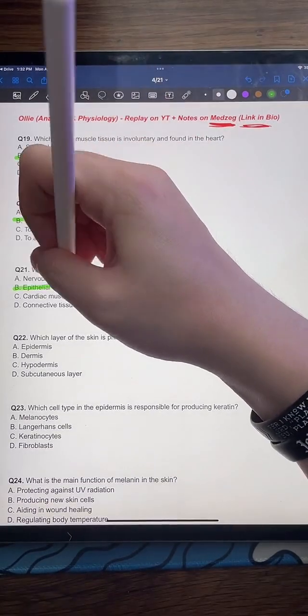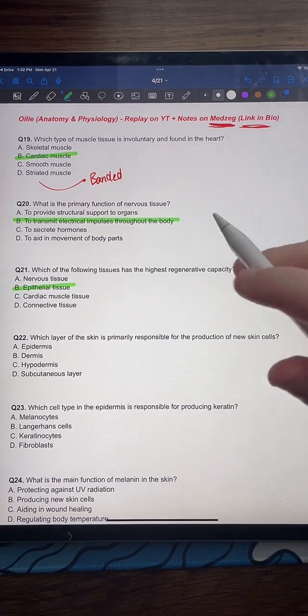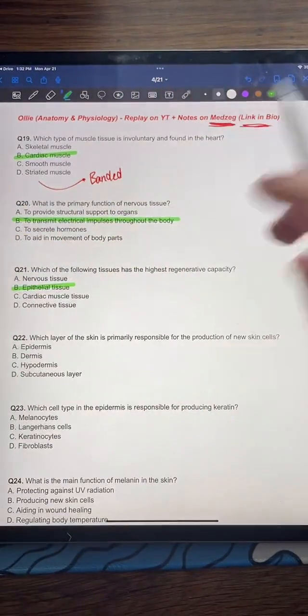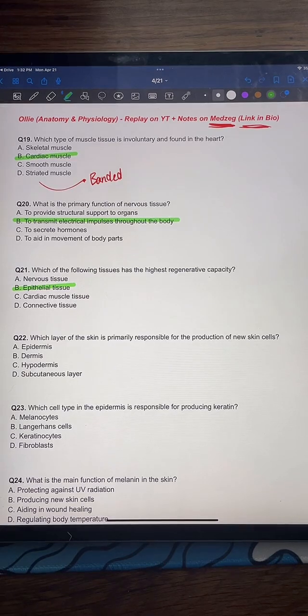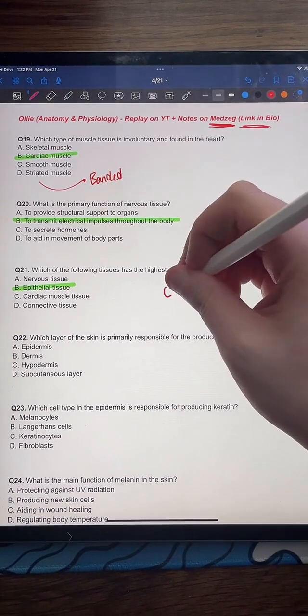The answer is epithelial tissue. Epithelial tissue has a very high regenerative capacity because if you think about it, your epithelial tissue is kind of like your skin. So when you get a little cut on your skin, it heals pretty quickly. So regenerative basically means its ability to replace cells or undergo mitosis and cell division to replace worn out or damaged cells. So think about you have your layers of your skin, if everyone remembers.